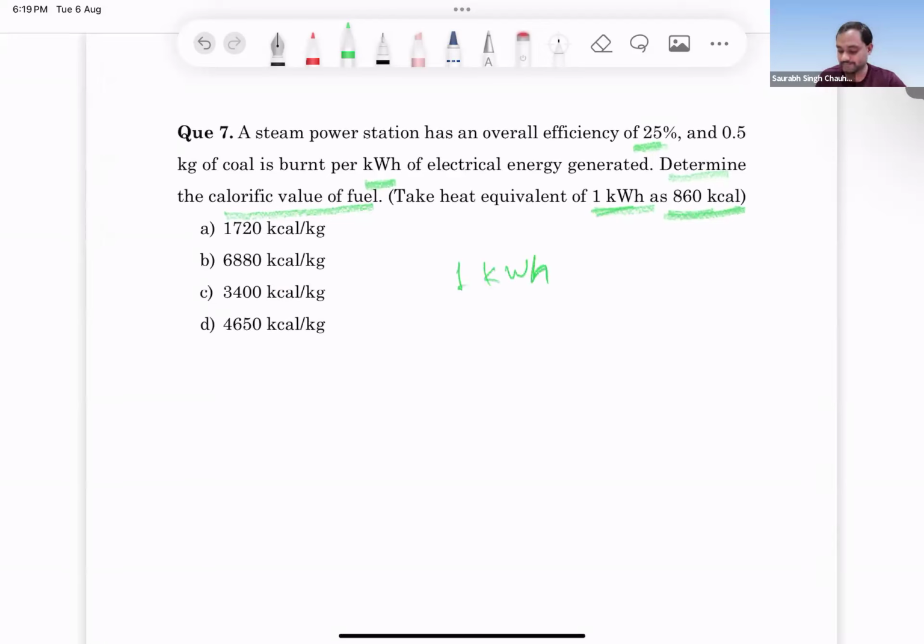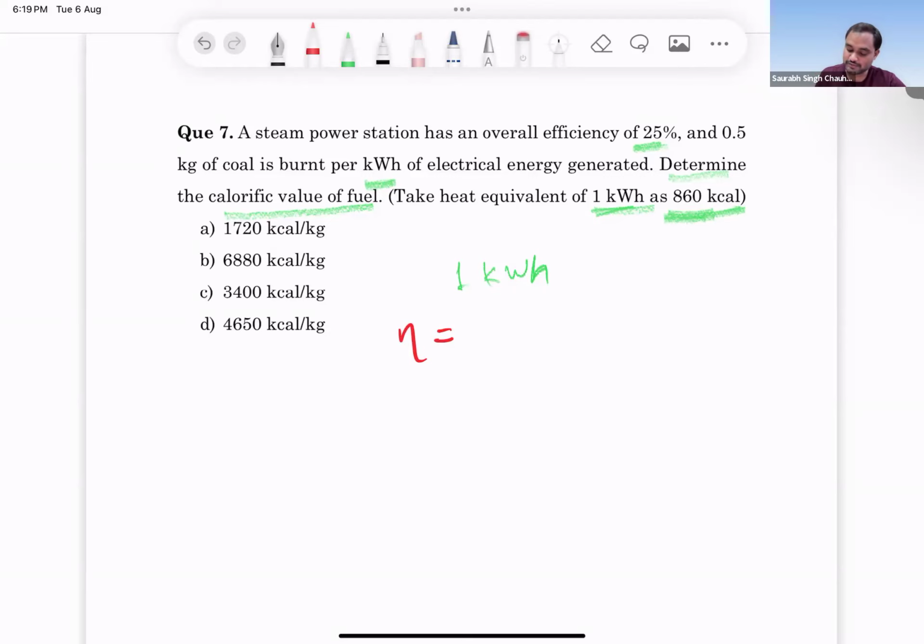1 kilowatt hour is basically a unit of energy that is equal to the energy that will be consumed in 1 hour by a device whose power rating is 1 kilowatt. Okay. And it is given in the question itself that it is equal to 860 kilocalorie. Anyway, so the steam power plant has an overall efficiency of 25%. So what is the efficiency of a steam power plant?